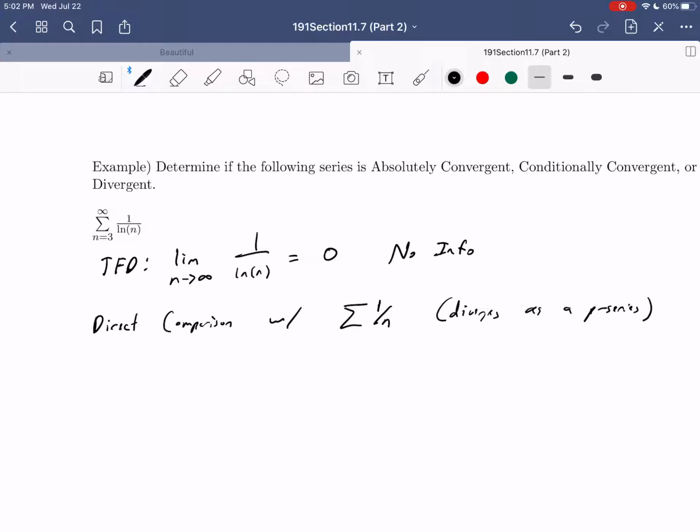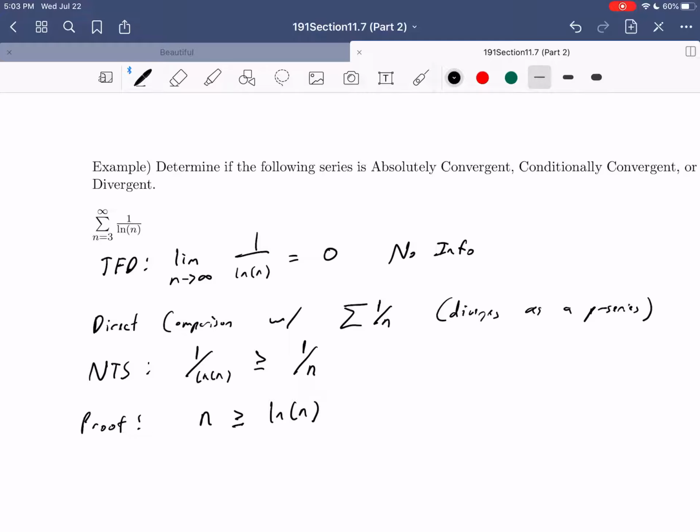So how would we do that direct comparison? Well, since this diverges as a p series, what we would need to show is that 1 over ln of n is greater than or equal to 1 over n. And the proof of that is pretty easy. The proof is that n is bigger than ln of n, right? n is greater than or equal to ln of n.